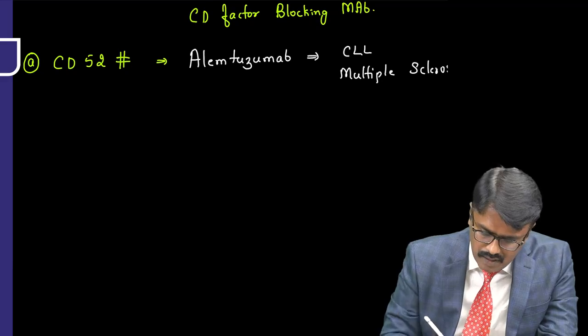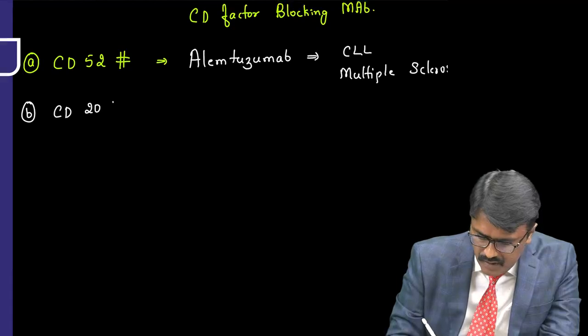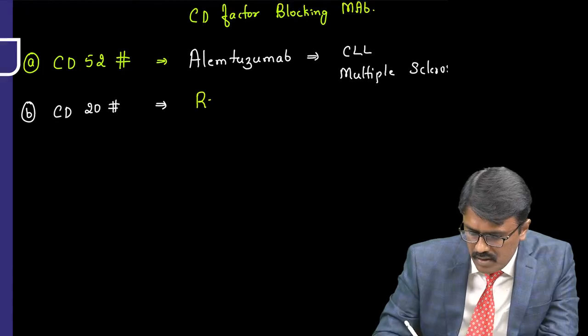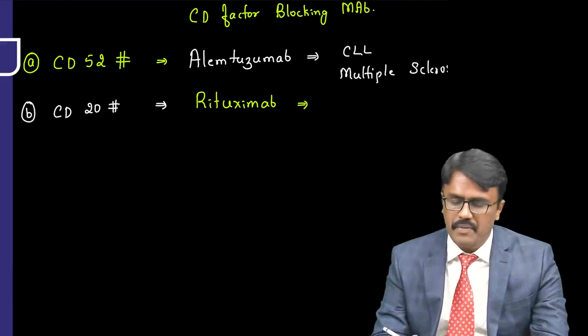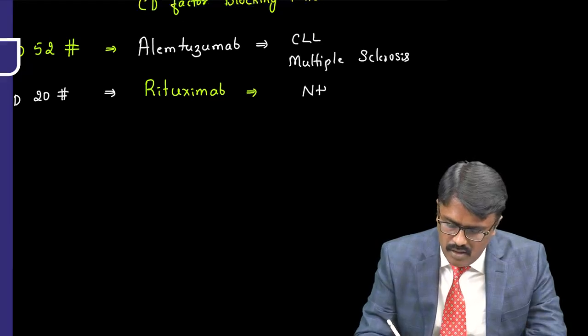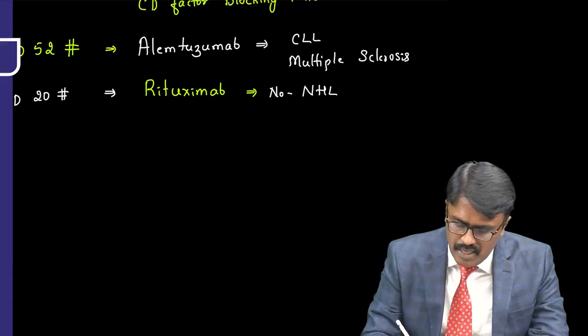Now one more important drug they ask in the exam is the CD20 blocker. I think most of you know the drug, and the name is called rituximab. Rituximab is a very famous drug, very favorite for examiner, very favorite. Now where do you use it? It is used in non-Hodgkin's lymphoma. I'll give a mnemonic for that. No match for this drug.